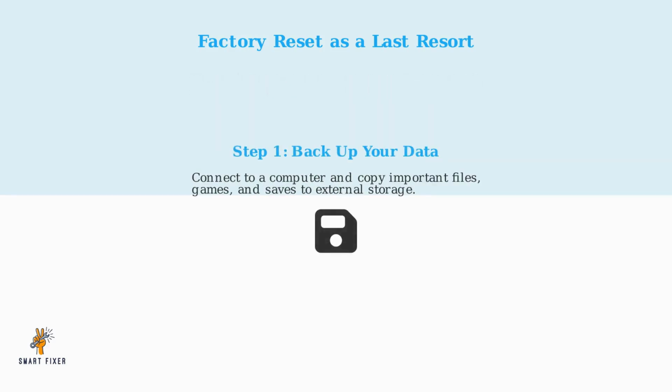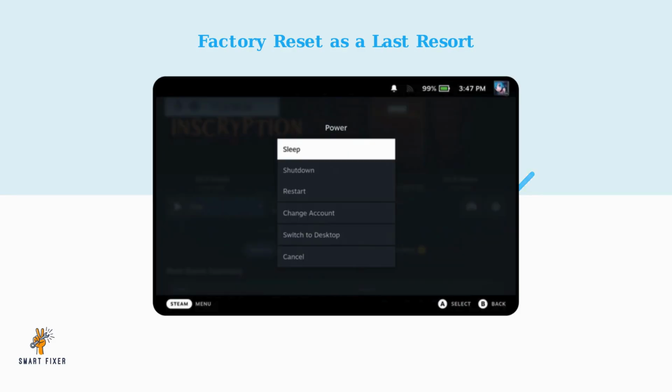First, connect your Steam Deck to a computer and copy any important files, games, and saves to external storage to prevent data loss. Once you've backed up your data, this step is complete. Next, access the factory reset option in your Steam Deck settings menu and confirm the reset process. After initiating the reset, this step is complete.